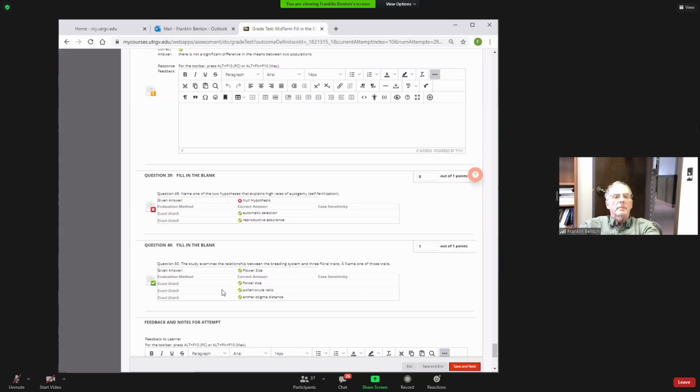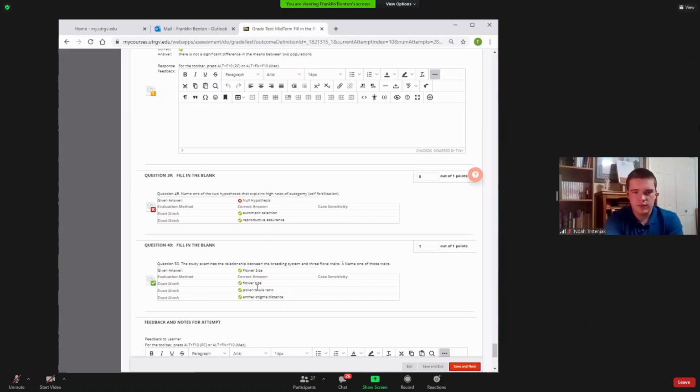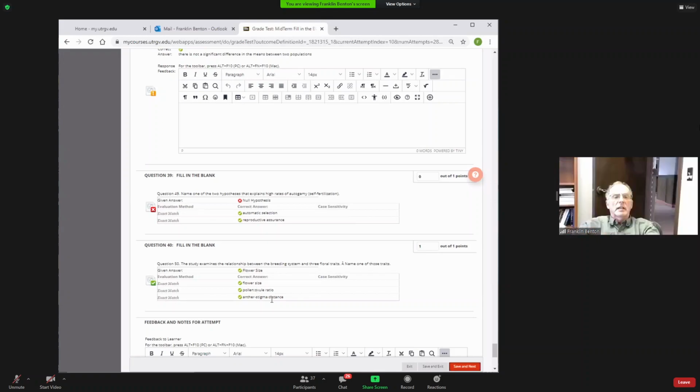Question 40. The study examines the relationship between the breeding system and the three floral traits. Name one of these traits. Anther to stigma distance, pollen to ovule ratio, flower size. These are all the different traits. Did anyone else put another trait down?